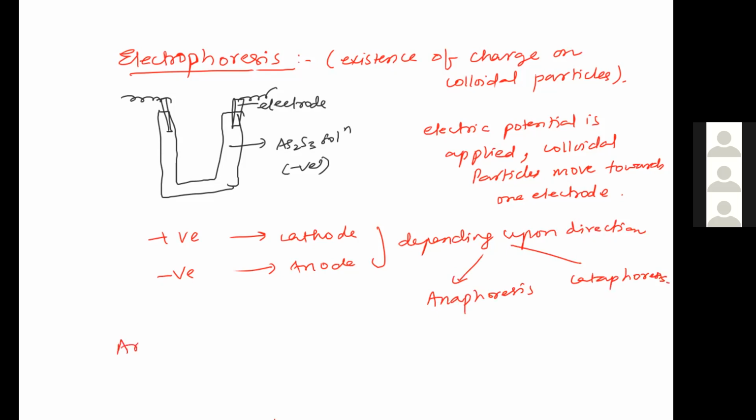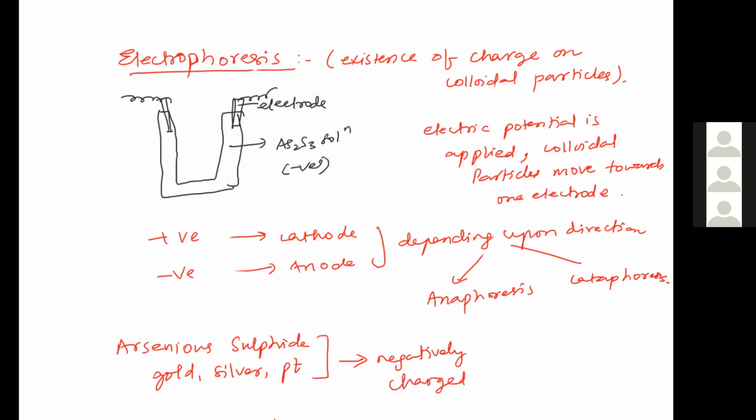Example: arsenious sulfide, like how I wrote on the top. Gold, silver, and platinum particles are negatively charged, while iron hydroxide and aluminium hydroxide are positively charged.